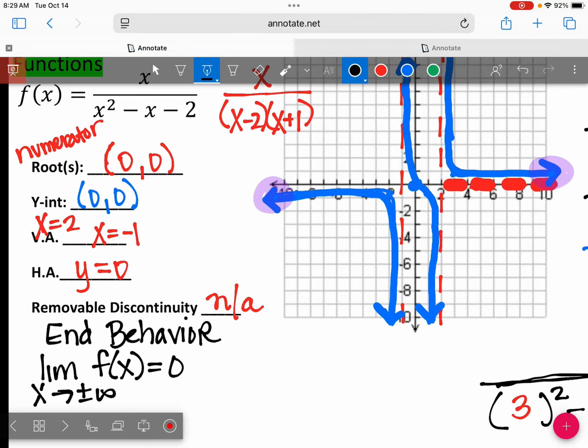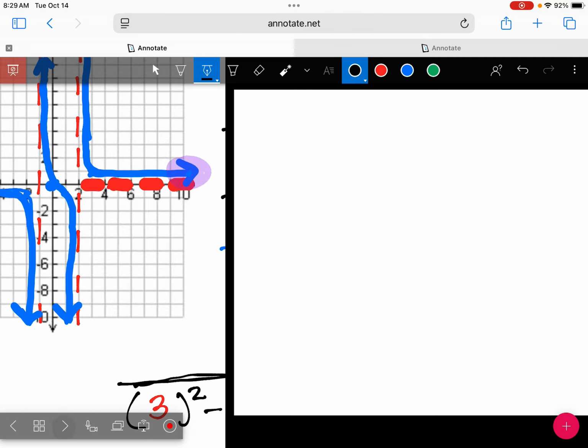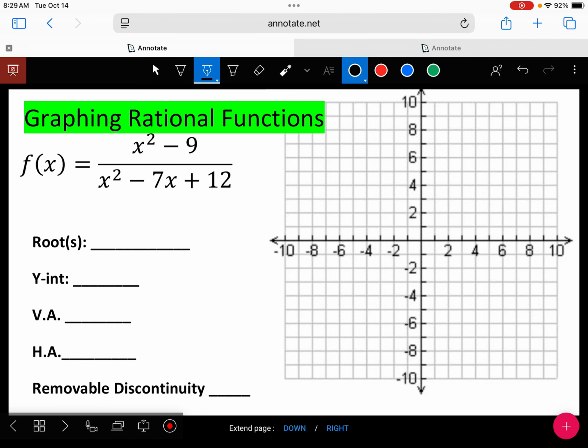All right, let me see if I like the next one before we write it down. Yeah, we can do this one. Go ahead and copy it down. Get your paper all together with your stickers and stuff.